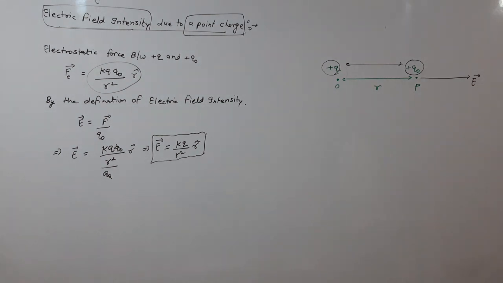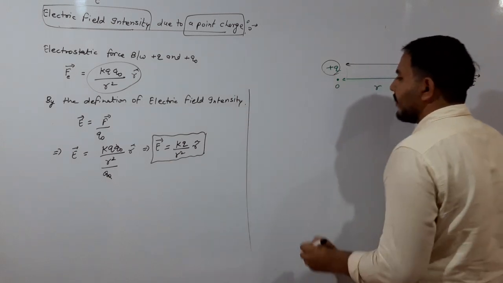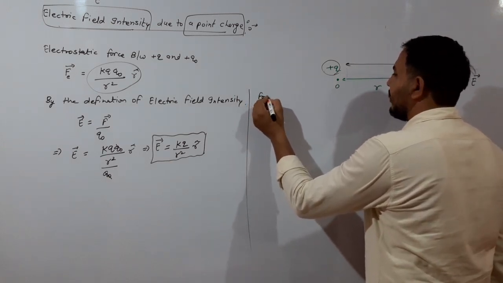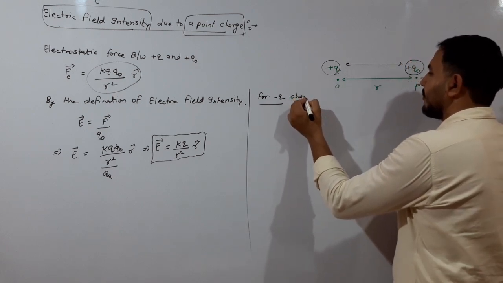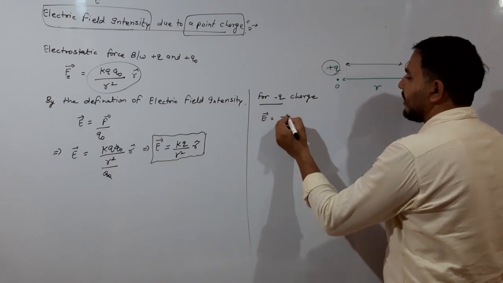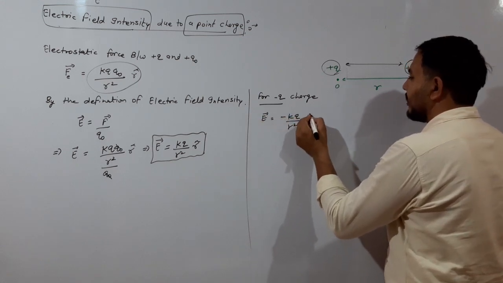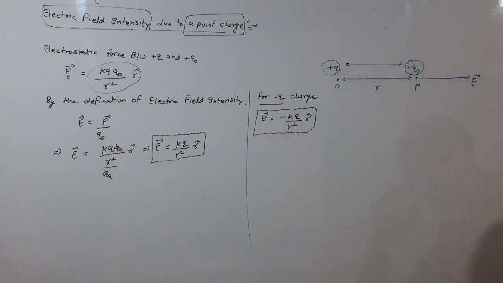If a negative charge is present here, then for minus Q charge, E vector is equal to minus KQ upon r square r cap. This is the electric field due to a negative charge.